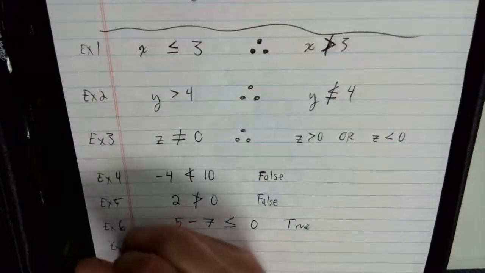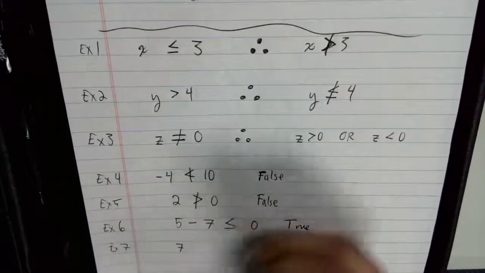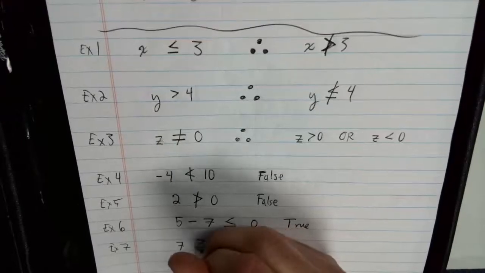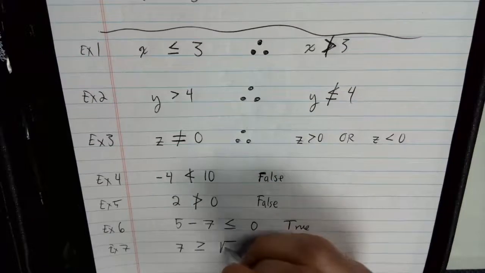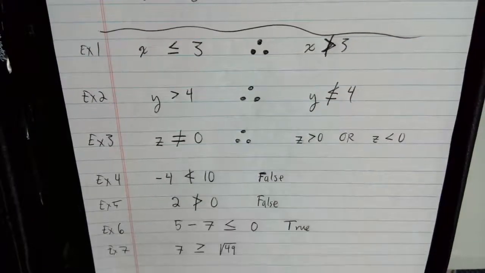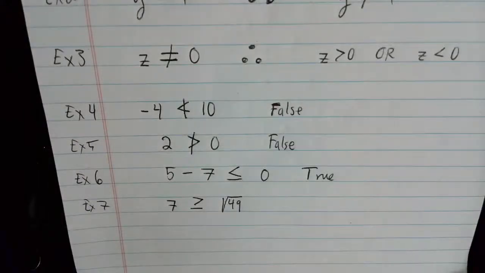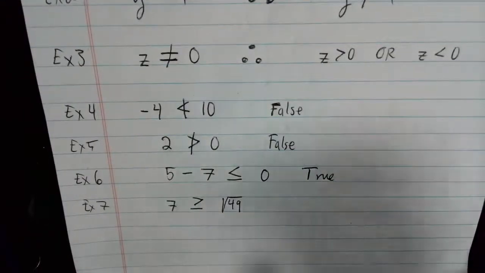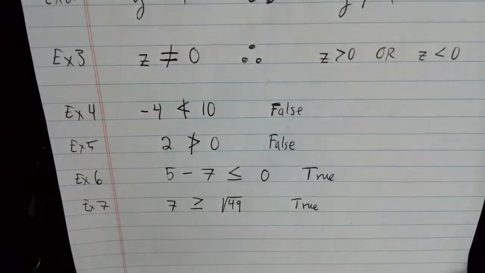Okay? Last one. Let's see. 7. It's false. It's true. It's true because it's equal. 7 is equal to the square root of 49, which is 7. True.